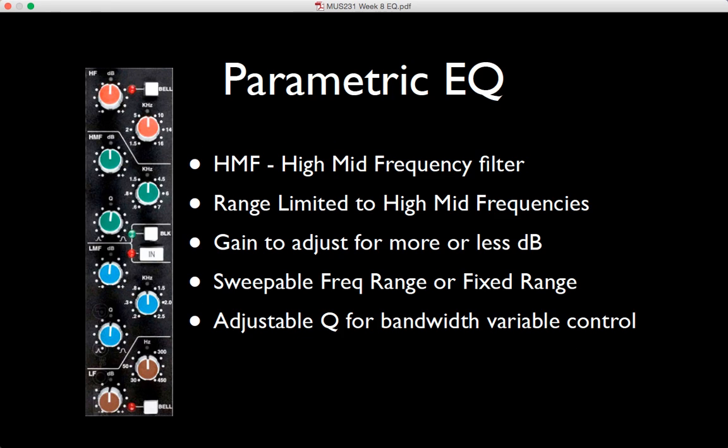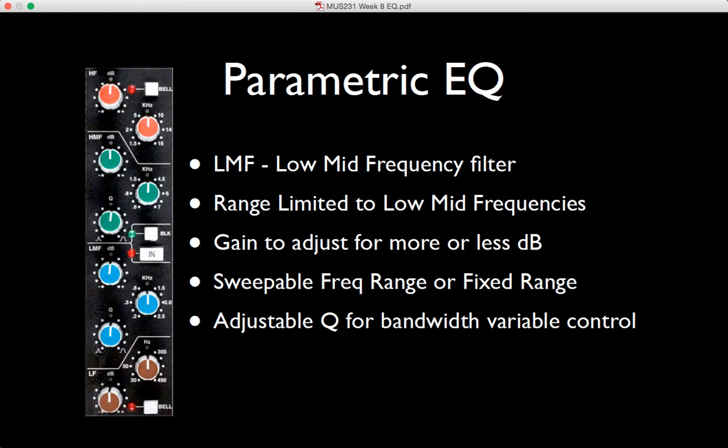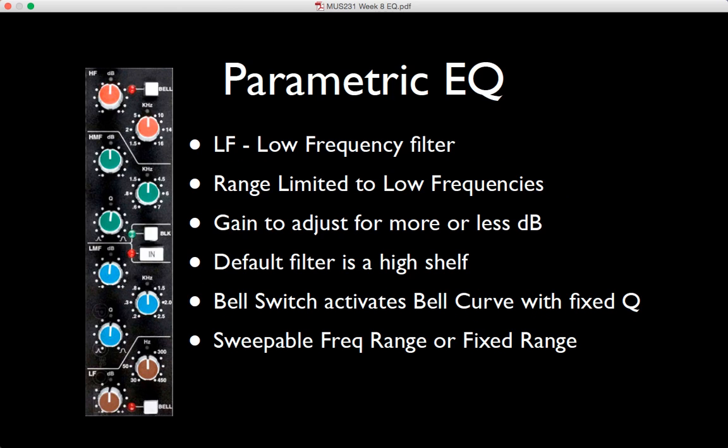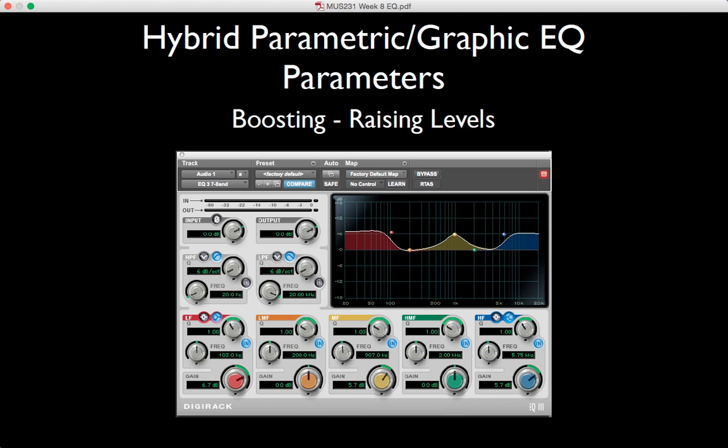And then the high mid frequency focuses on mids. The low mid frequency focuses on low mids. Those all have sweepable frequencies and sweepable Qs. And then the low frequencies focus on the lows. So let's take a look at this, the more common, what you normally see on a DAW system.